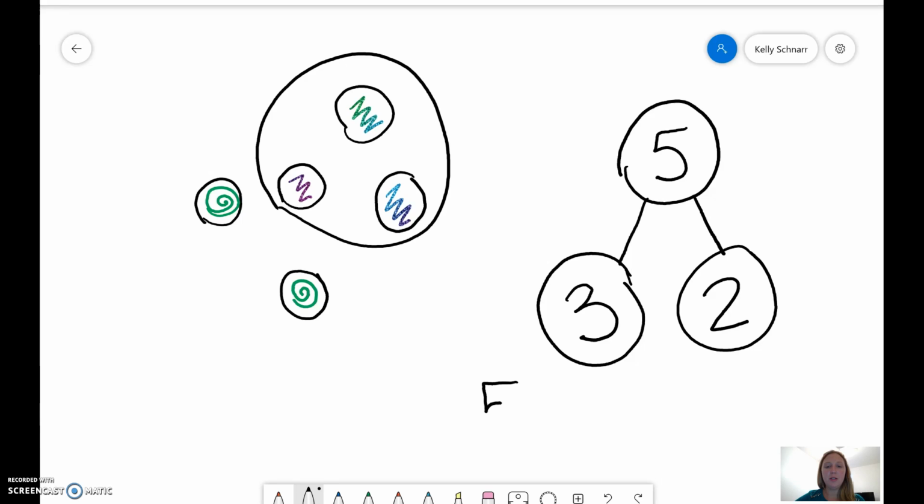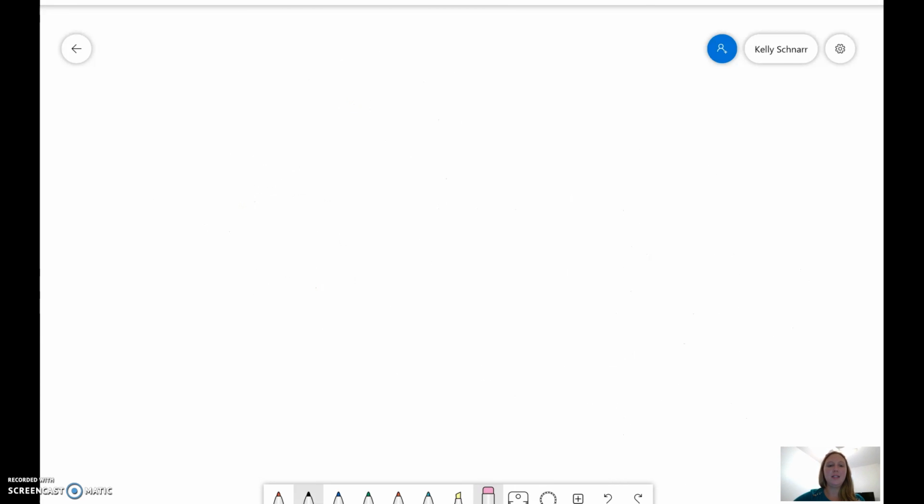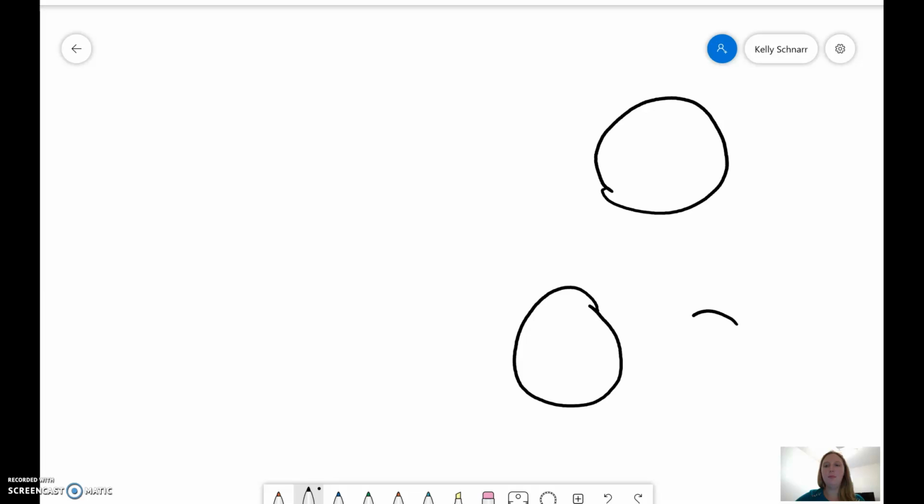I could write my number bond story this way too. 5 equals 3 plus 2 to show that I know that 3 and 2 make 5. All right, friends, let's do another one. What if I didn't want to use balls? How could I describe my number bond another way? Still the number 5. What could I have 5 of?